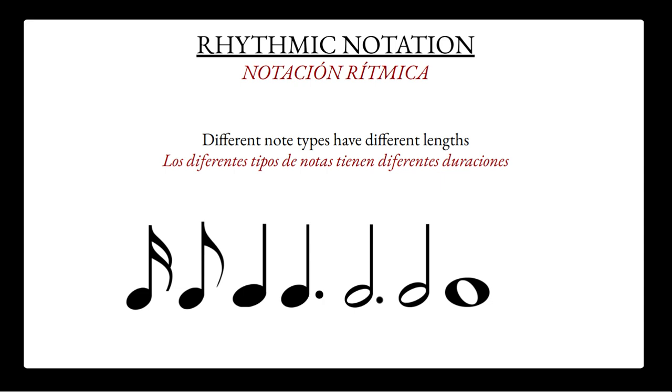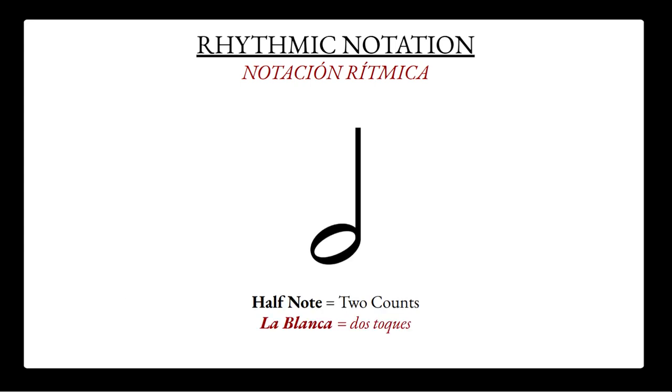So from left to right here, we have different rhythmic values, the shortest on the left, the longest on the right. And the one we are going to worry about today is this one, the half note. The half note is an empty circle with a stem, and it gets two counts. You will play and hold half notes for two counts.